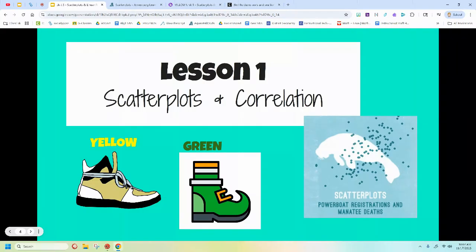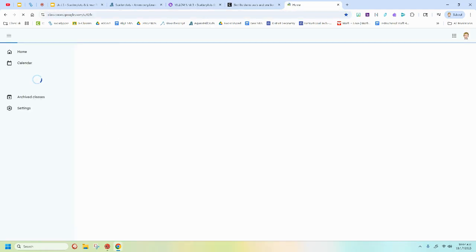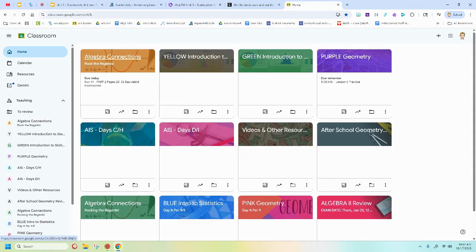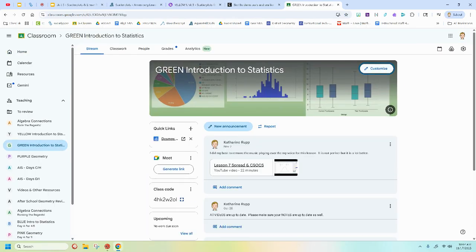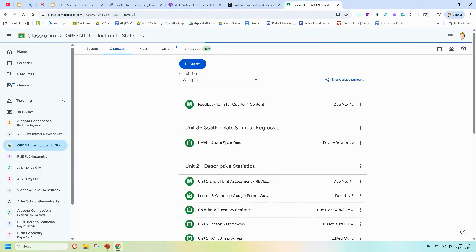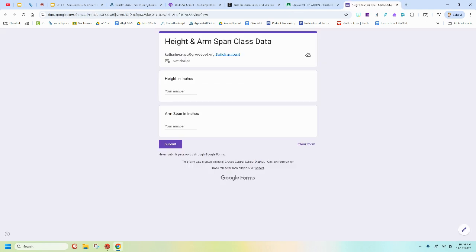First thing you might want to do is, on your Chromebook, there is a Google form in the classroom. It's not under the upcoming work. It is in the classwork section, though. You will need your Chromebook, and you're going to see a cute little Google form underneath Scatterplots and Linear Regression.